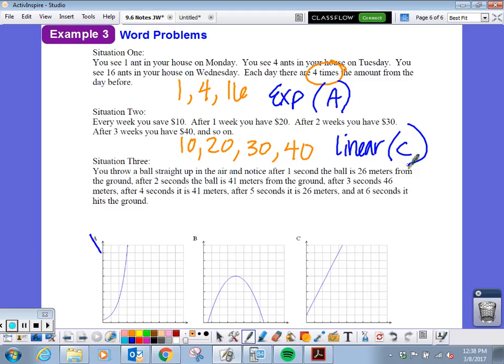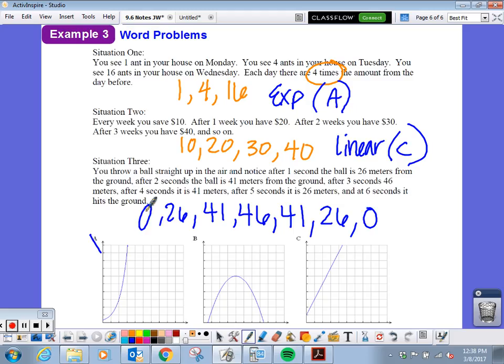Situation 3. Throw a ball straight up in the air. Notice after 1 second, the ball is 26 meters from the ground. After 2 seconds, it's 41. After 3 seconds, 46. 4 seconds, it's at 41. And after 5 seconds, it's at 26. And 6 seconds, it hits the ground. Okay, so it started on the ground, it went up all the way to 46, and then it started coming back down, which means this one is quadratic. So that is graph B.